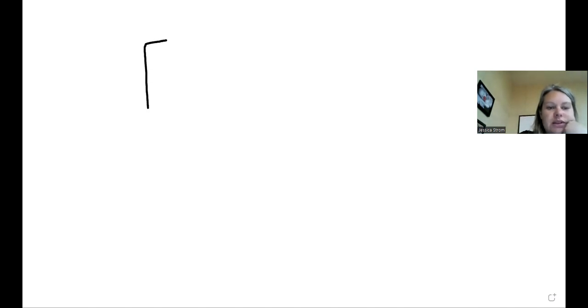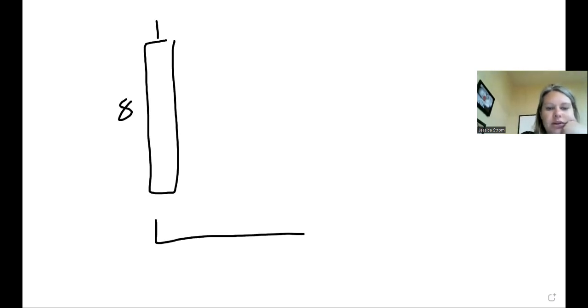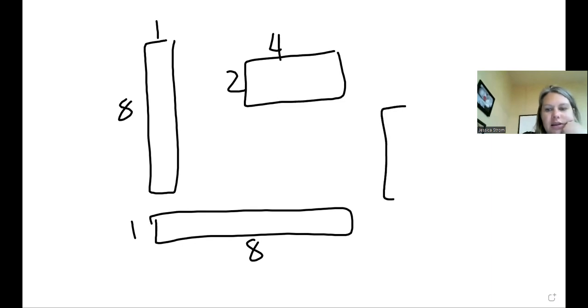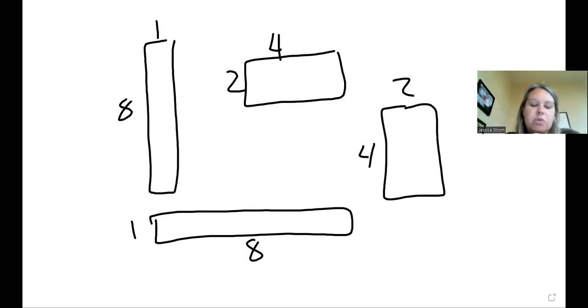We're going to focus on them giving me this one, right? So I've got an 8 by 1. We're going to look for this one, a 1 by 8. Then we've got a 2 by 4, and then we've got a 4 by 2. Walking around the room, watching the kids do this, getting them to look around at other groups and seeing what other groups are coming up with. And here I have all of the possibilities.